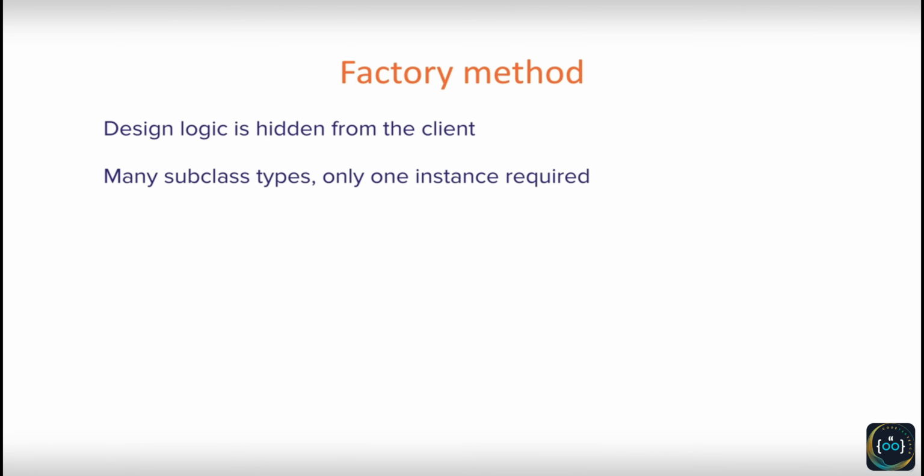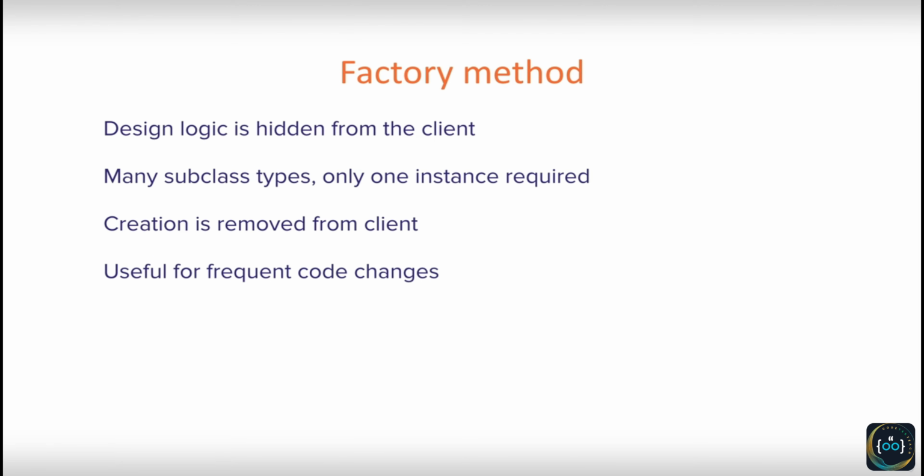We have many subclass types, but only one instance, right? So as I mentioned, we can have multiple classes, multiple types of objects, but as long as the utilization or the interface is the same, then we only need one instance and we don't really care which type it is. Creation is removed from the client. Obviously, we need another class that creates objects. And then this is useful for frequent code changes.